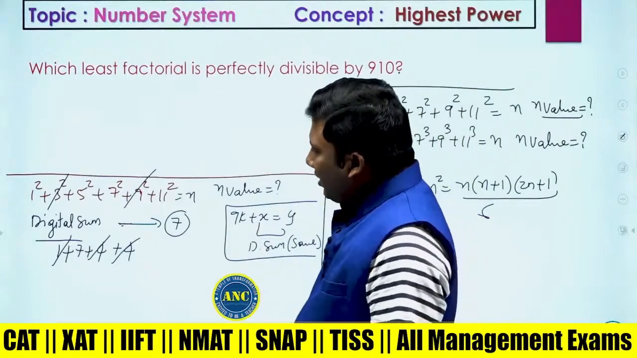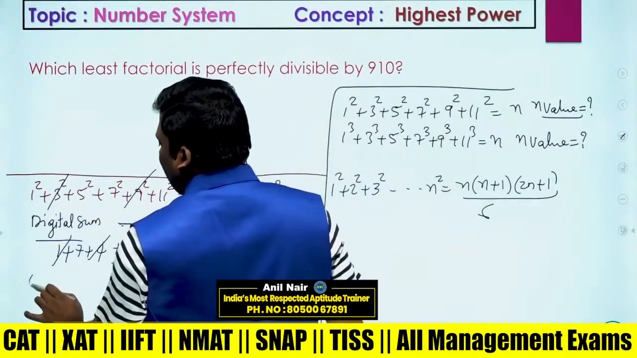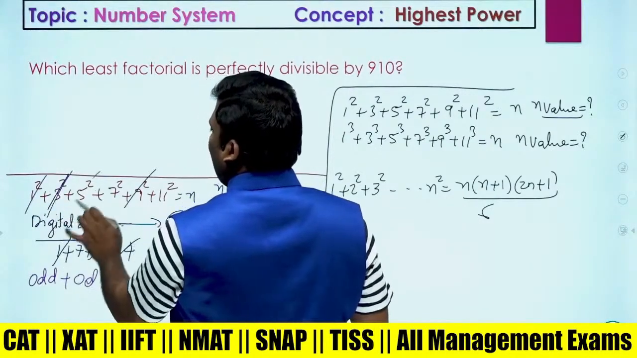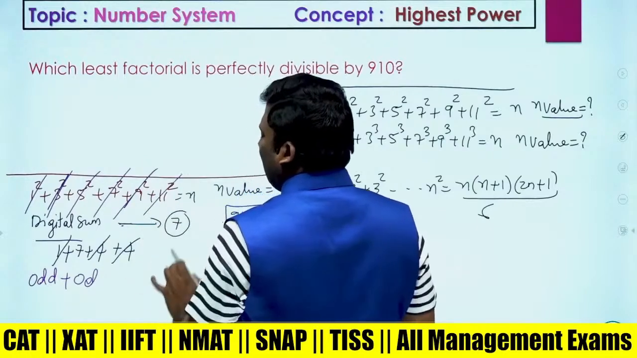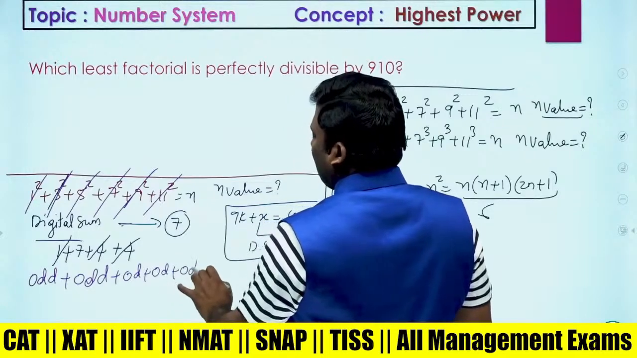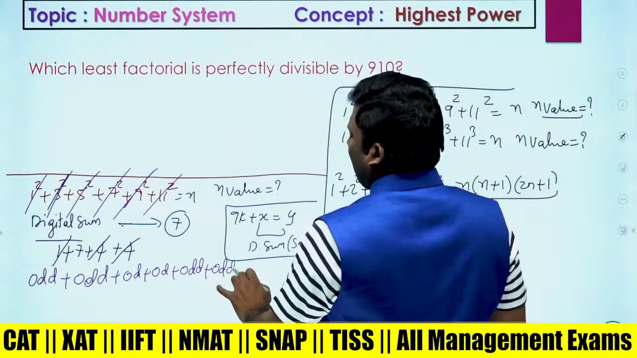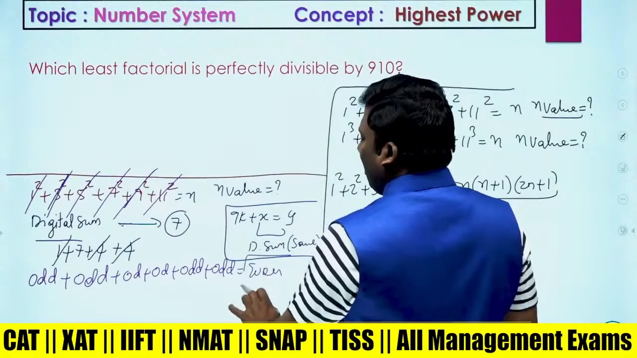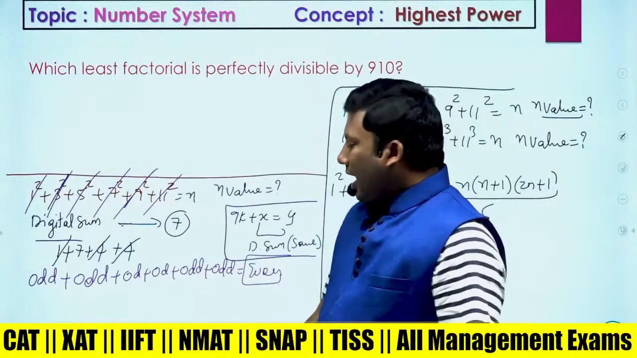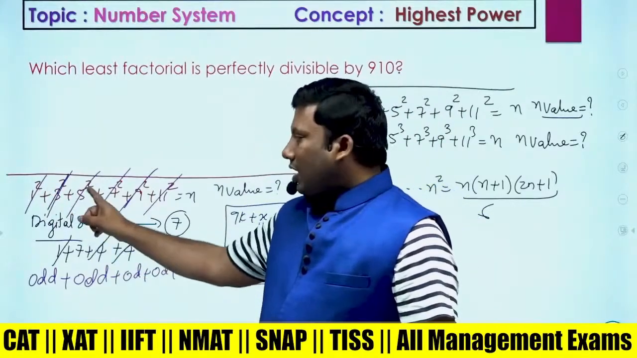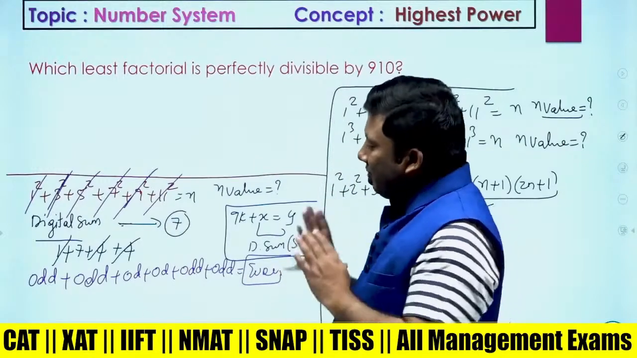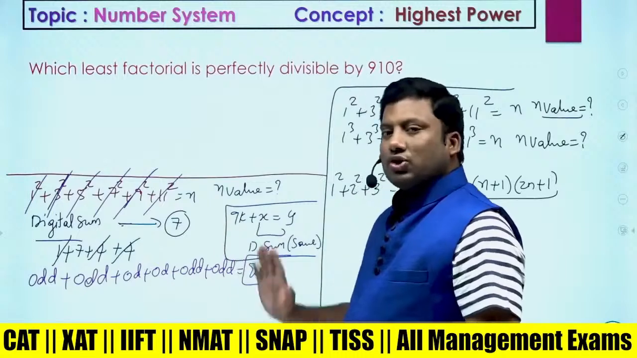The second thing is, 1 square is an odd number. 3 square is an odd number. Odd plus odd, even. Odd plus odd, even. Odd plus odd plus odd plus odd plus odd plus odd, so the answer will be even. That means if there is an odd number among the answer options, please eliminate it. Why? Because if I am adding an even number of odd numbers, the answer will be even. Digital sum of the question should be 7 and the answer should be an even number.